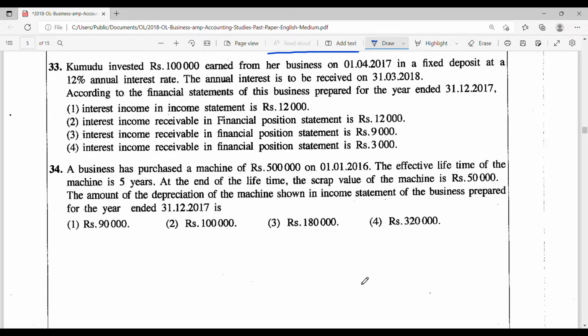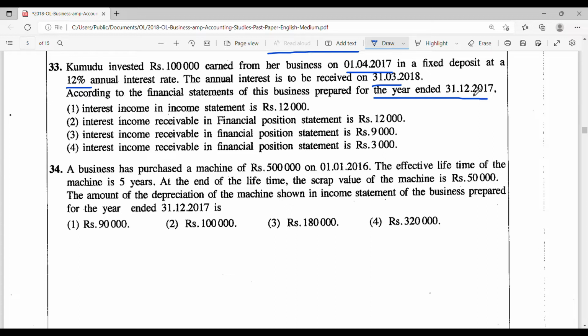Question 33. Kumudu invested rupees 100,000 earned from her business on 1st April 2017 in a fixed deposit at 12% annual interest. If the annual interest is to be received on 31st March 2018, then according to the financial statement of this business, prepared for the year ended 31st December. Now the financial year end is 31st December. So 3 months interest you cannot take. 3 months interest will be a receivable for you. Only 9 months you could consider for this financial year. So keep that in mind.